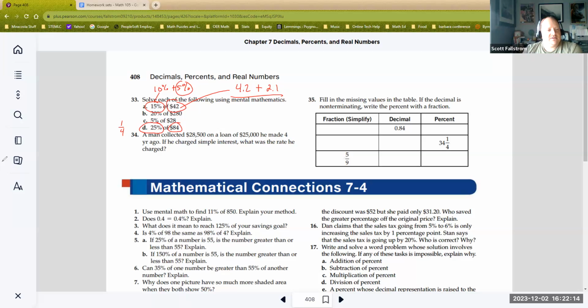All right, let's see what we got. Collected this on a loan. If you charge simple interest, what was the rate? So this goes back to the equations that we saw. And lastly, you fill out a table. So that is about it.